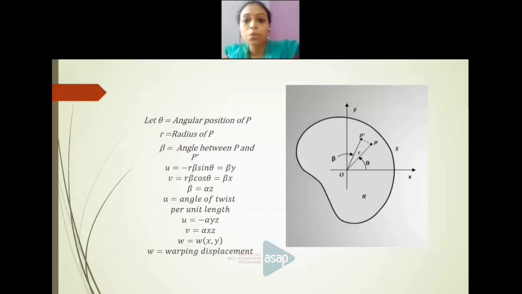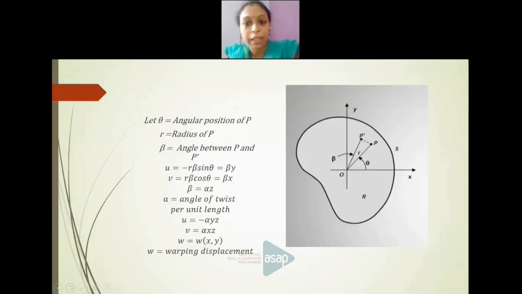So what I'm going to do is apply some torsion, or a twisting moment, in the counterclockwise direction. Consider one point P here, and after the application of twisting or torsion, the point P has moved to some new point P dash. Basically, P had some coordinates before deformation. The rectangular coordinates are x and y, and its radial position is r. That means P is at a distance r from the origin, and its angular position is theta. It is making some angle theta with the x-axis.